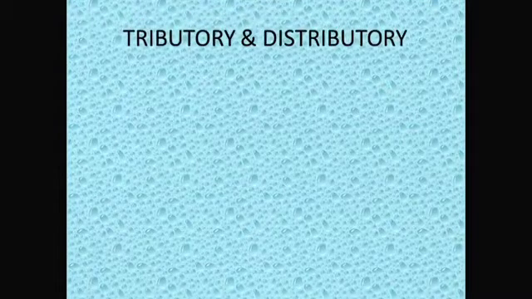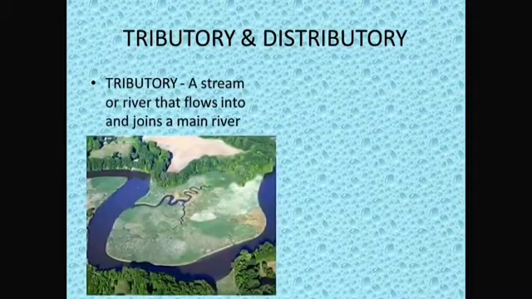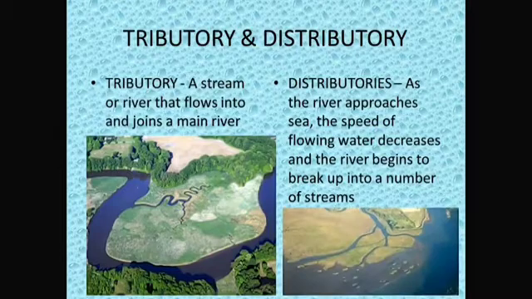We are going to see about tributary and distributary. Tributary: a stream or river that flows into and joins the main river. This is a tributary. Distributary: as the river approaches the sea, the speed of the flowing water decreases and the river begins to break up into a number of streams called distributaries. This is a distributary.